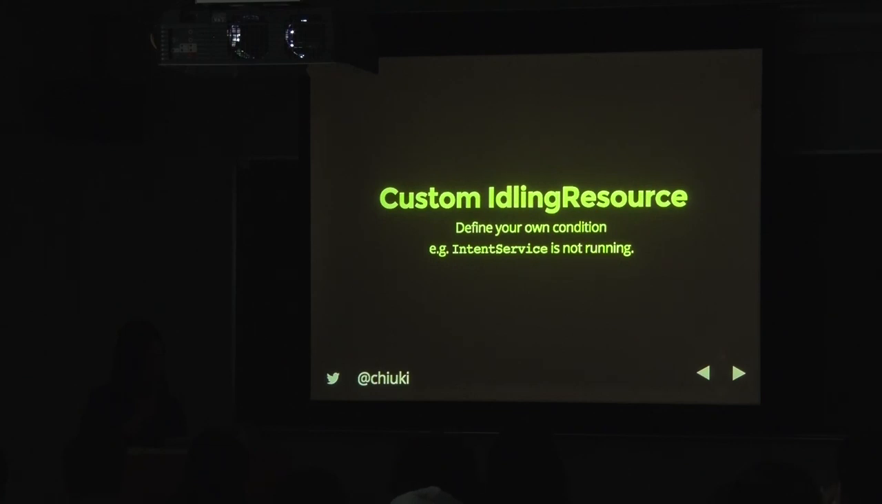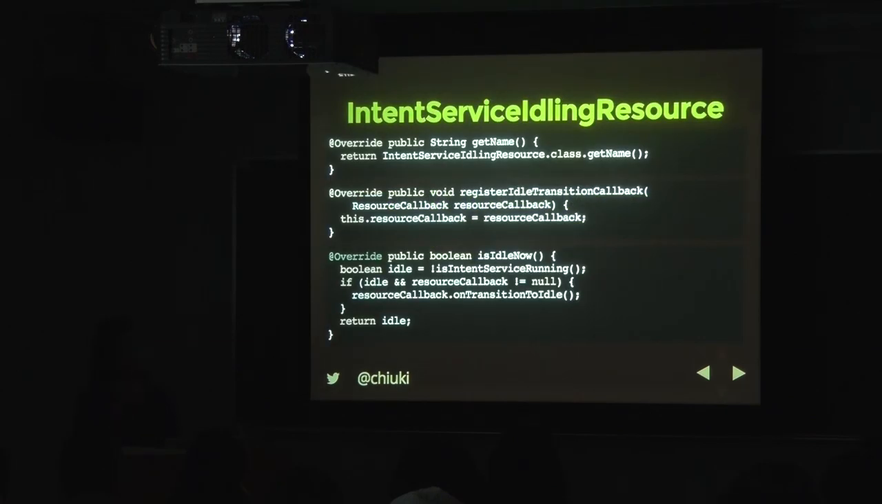So for example, say you have a service and you want to wait until it is done before going to verify your test. We are going to walk through that example together. When you have an idling resource, there are three functions that you need to override.